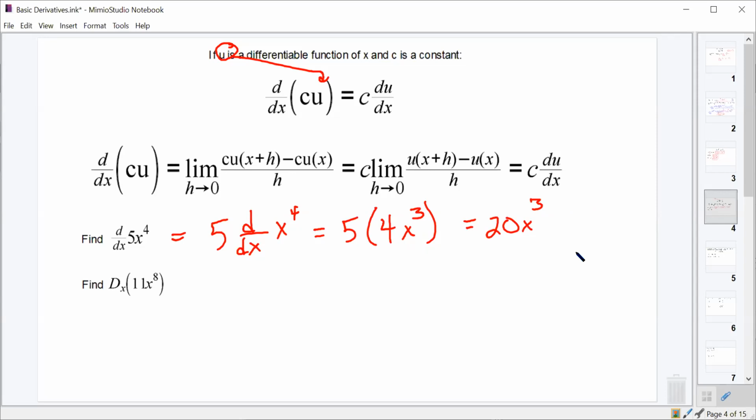Okay. From now on, you don't need to write all of these steps out. We just take the power, multiply it by the coefficient, and then drop the power by 1, right? So this capital D with the subscript x, again, you could probably guess that means the derivative with respect to x. Of this function, it should be what if we use the power rule?